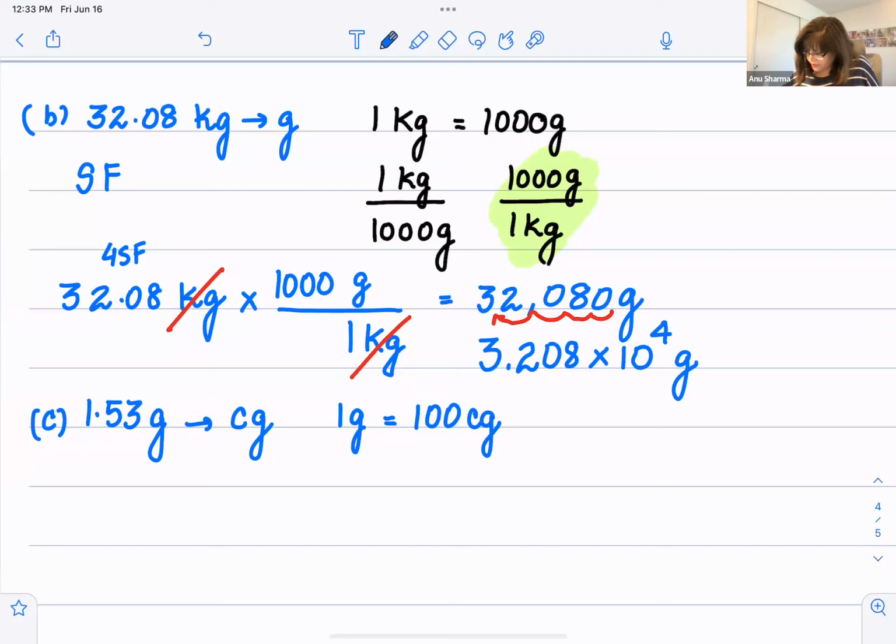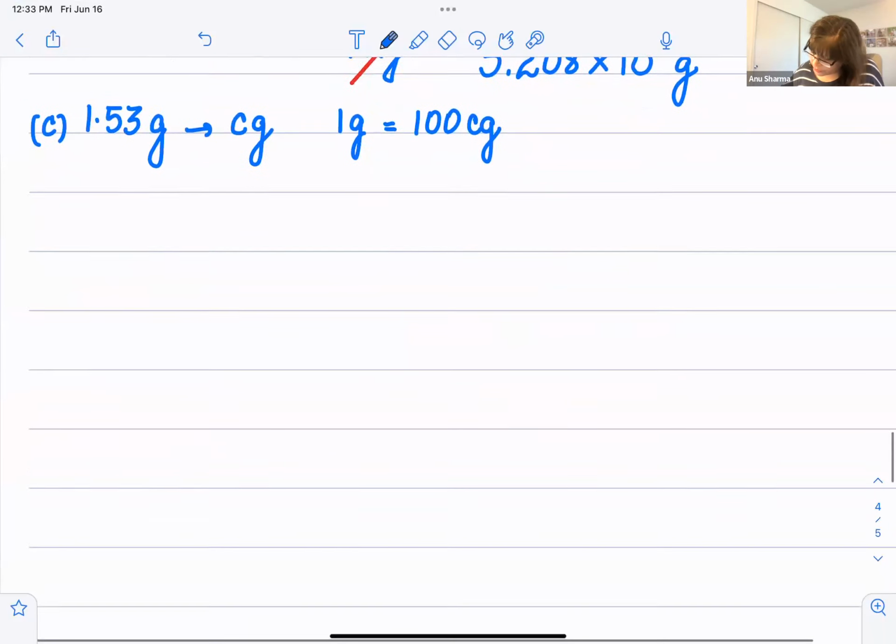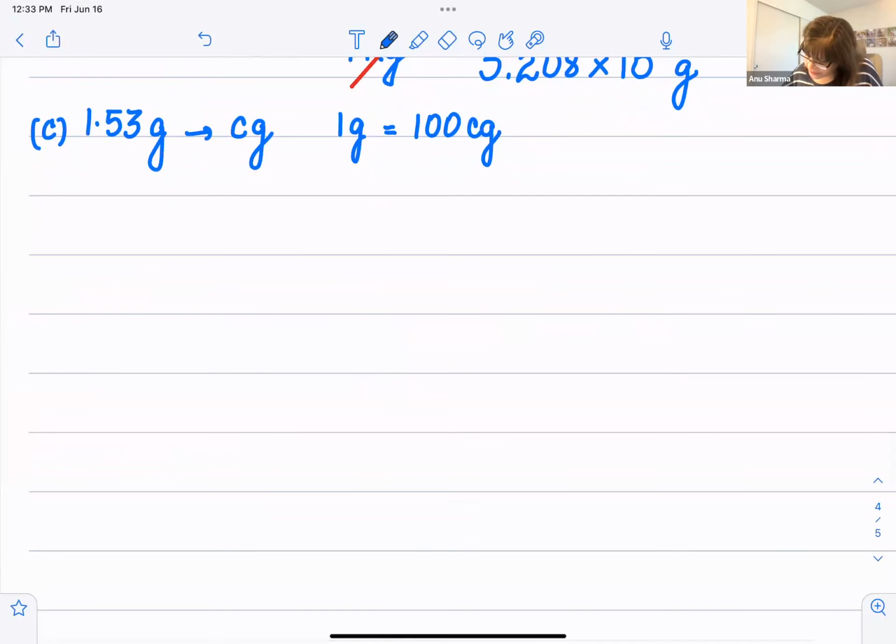100 centigrams. Okay, so here you're going to write down again the 2 conversion factors, because we want the centigrams. So 100 centigrams on the top and 1 gram at the bottom. So this is the conversion factor that you are going to use. CF is the conversion factor.